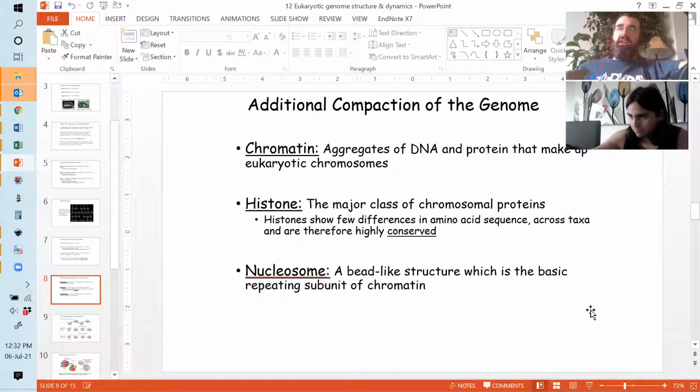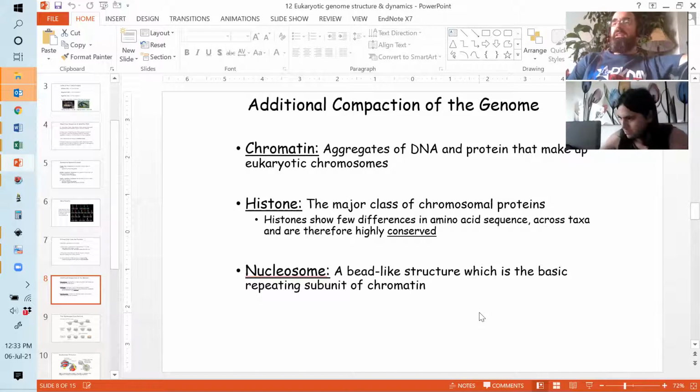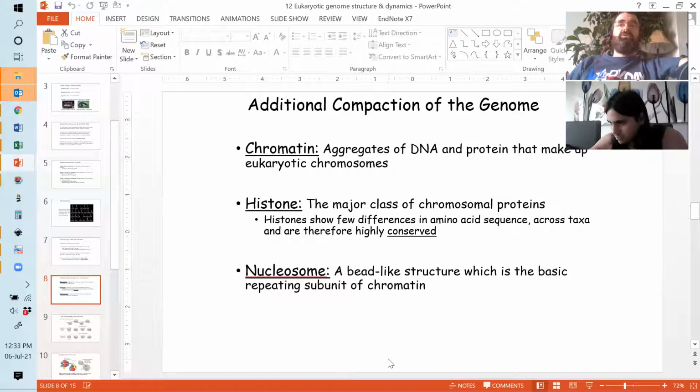And so natural selection has gotten rid of most of the mutations that naturally occur in the histone genes, so that when we look at them across taxa, across species, they look very, very similar, right? And so that just goes to show how important these proteins are. And essentially, the DNA is wrapped around these histones to form a nucleosome, right? Which is the bead on the string. It's the repeating unit of chromatin.